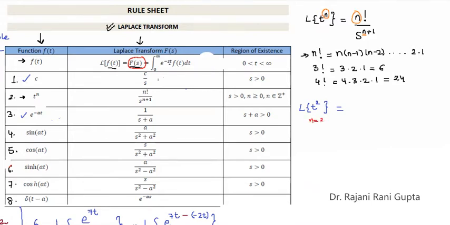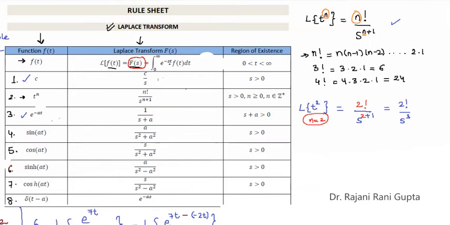For example, if you have Laplace transform of t power 2, in this case n is 2, correct? So what you will get is 2 factorial divided by s to the power, replace n by 2, plus 1. We just use the rule, nothing else. So this gives you 2 factorial over s power 3. You don't need to solve it further. You can stop here.